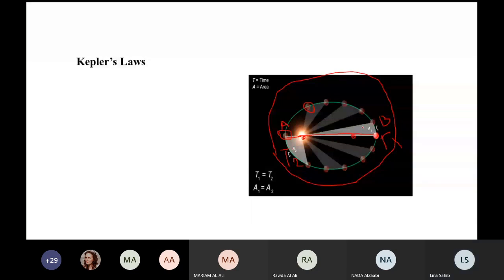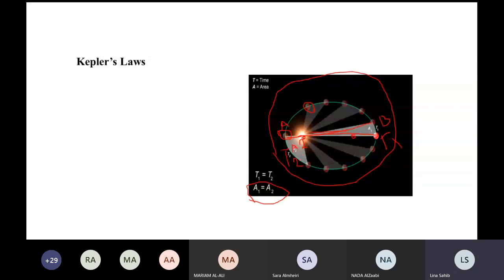What can you see? A1 is longer, like the distance, more narrow and longer, right? While A2 is shorter and wider. Then, if we compare each other, they are equal.